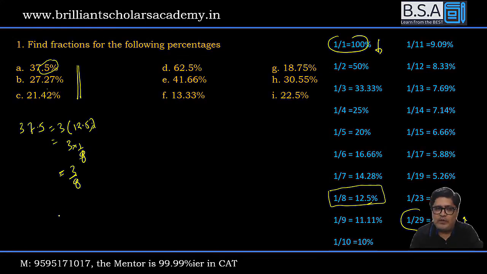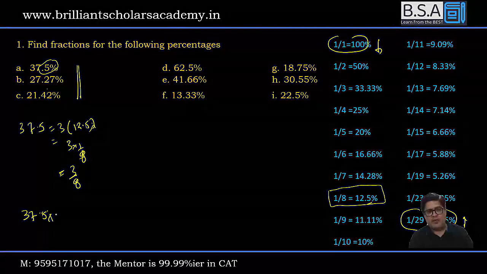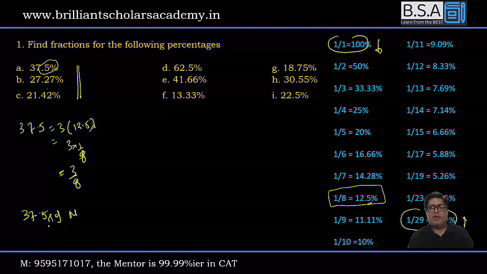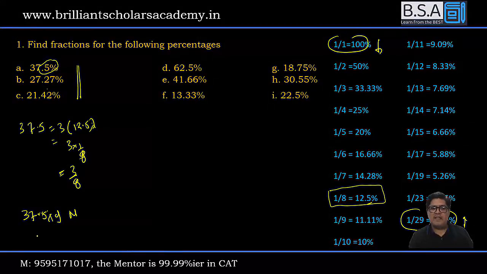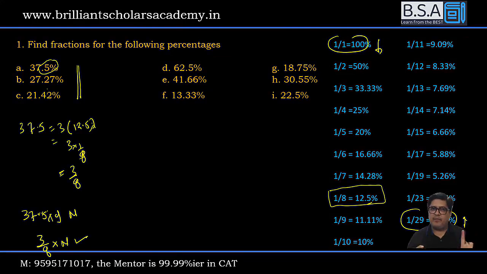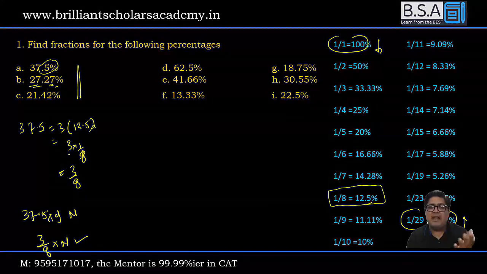What I'm trying to tell you is, somewhere in some question, you need the value of 37.5 percentage of a number n. So what you should do is remove all of this and write 3/8 with n. Your job is done. This is what we want to teach you: how to replace a known decimal with a fraction. Now what do I see? 27. What is 27? A multiple of 9. When there is a multiple of 9, the denominator is 11. So you go to 11.